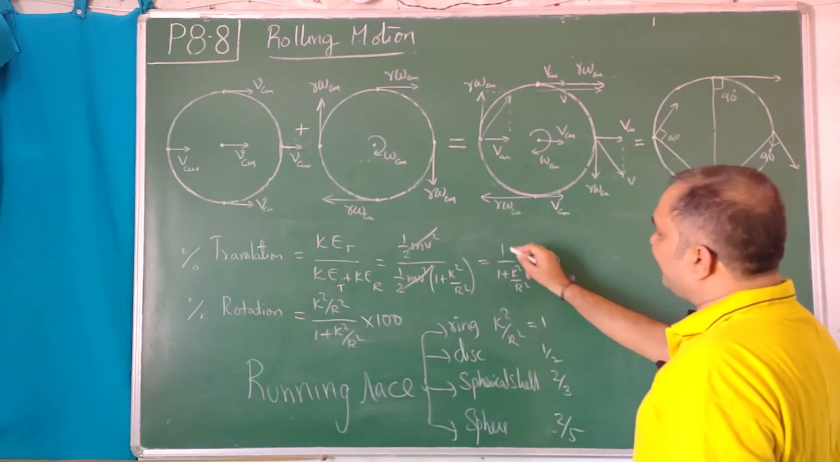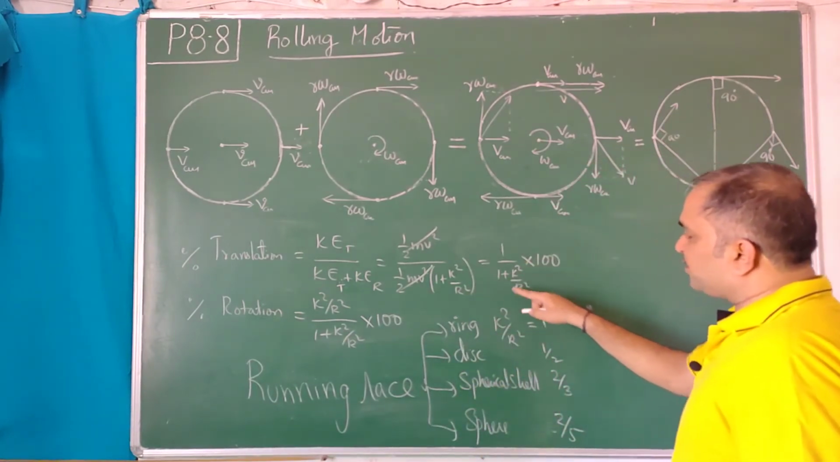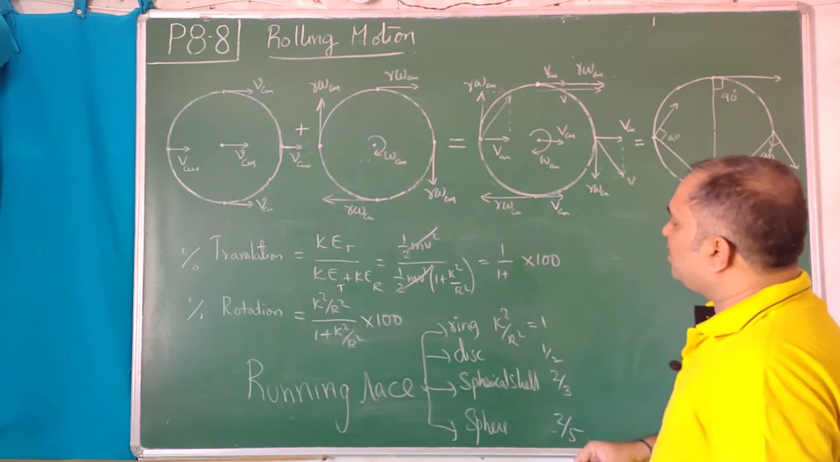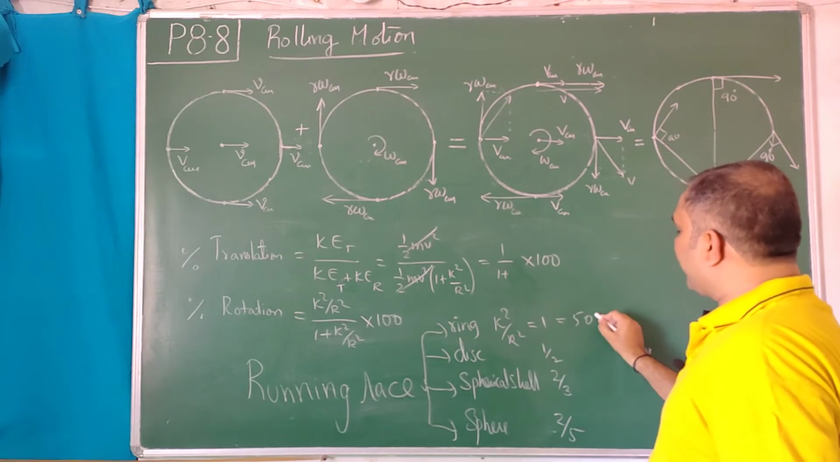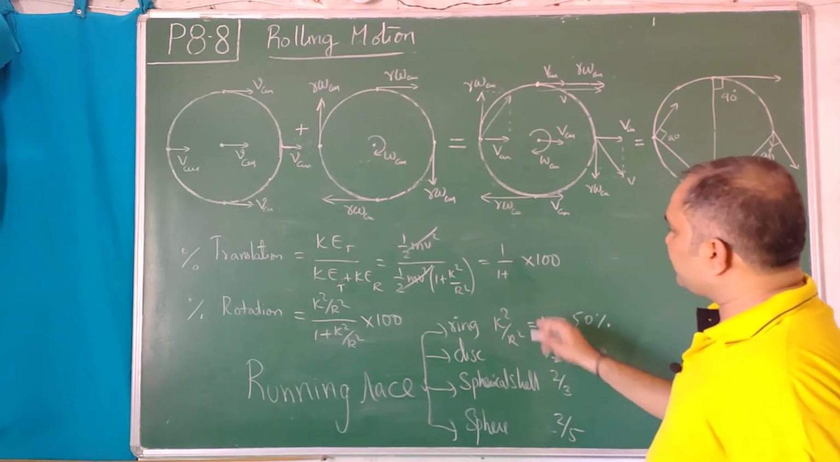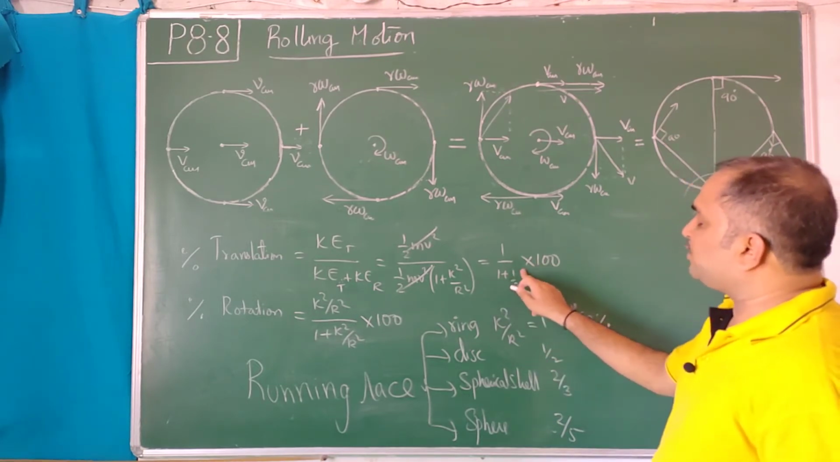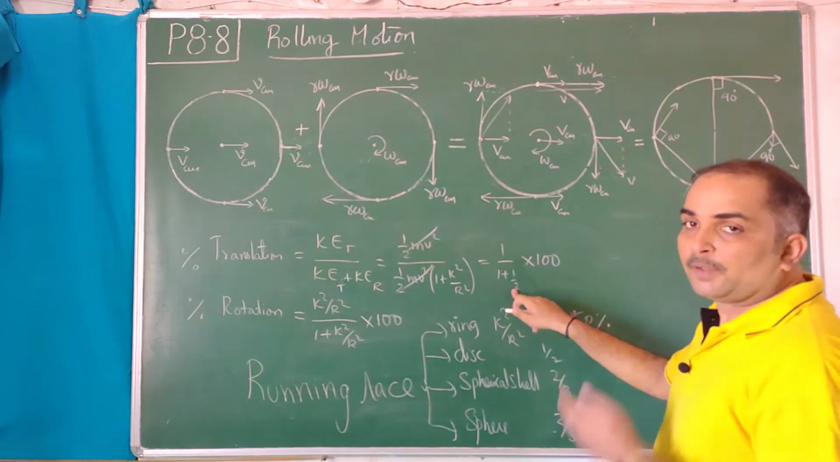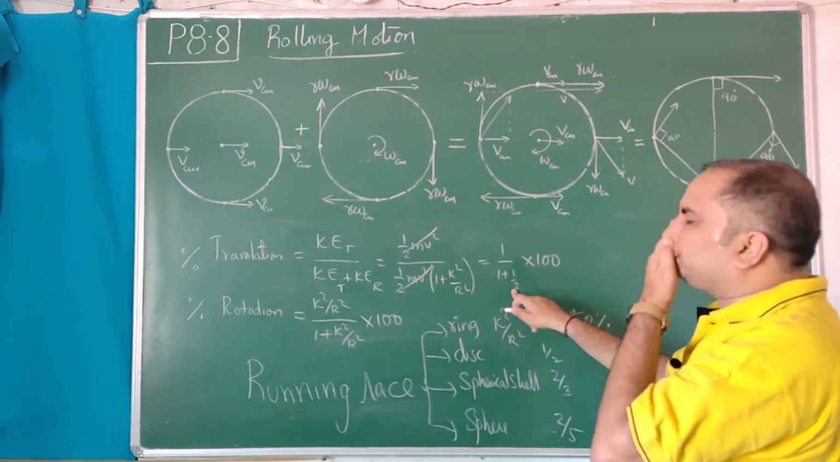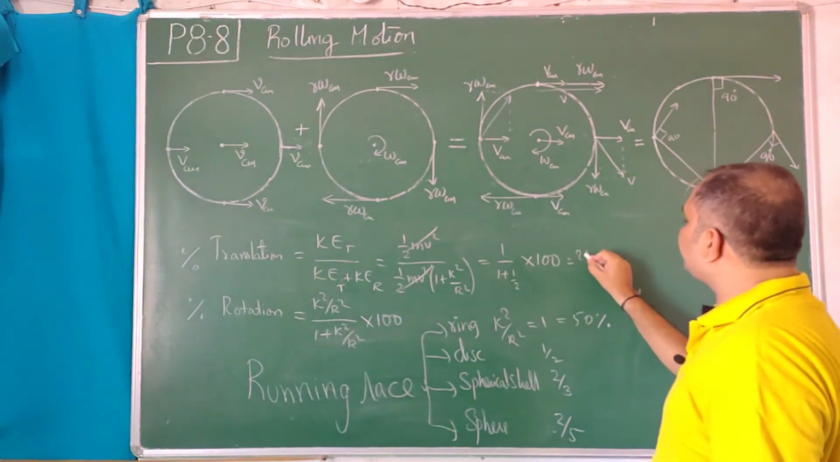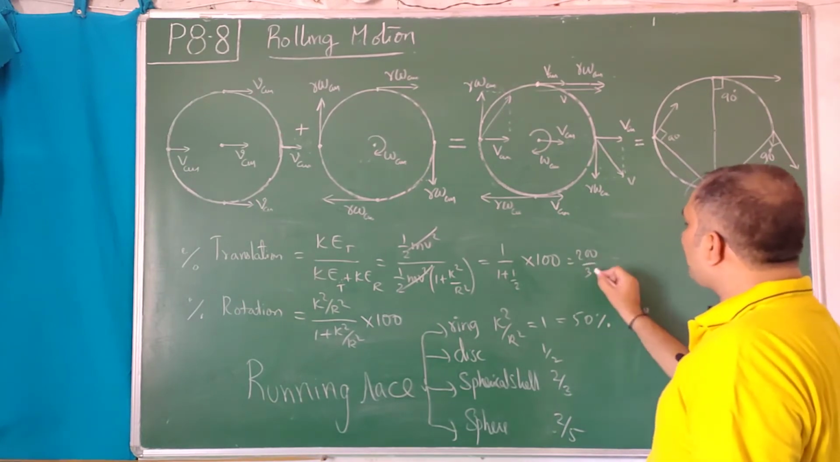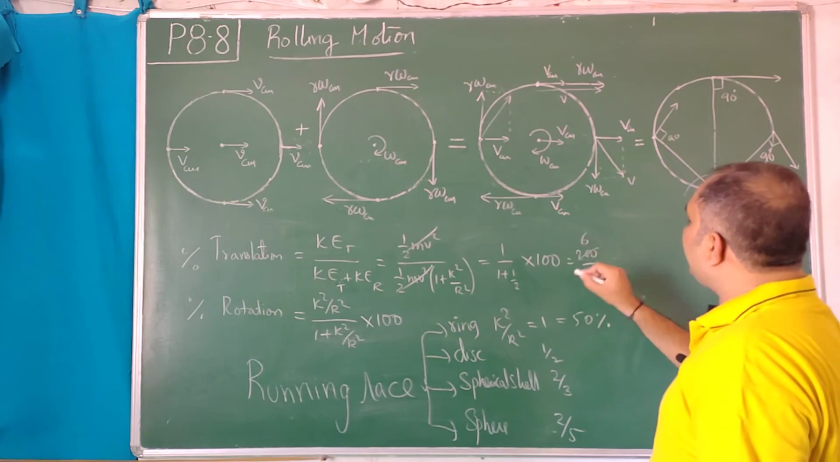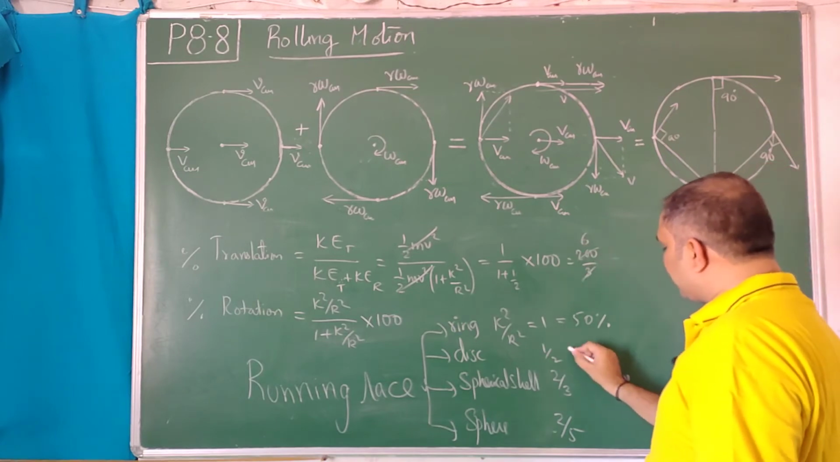In this case, k square by r square, you put 1. So 1 by 1 plus 1 comes half. So this comes out to be 50% of translation. Next, in this case, put half. 2 1s are 2 plus 1, 3. 2 by 3, 200 by 3 will come for disc or solid cylinder. 3 1s are 3, 3 6s are 18, 66.66%.